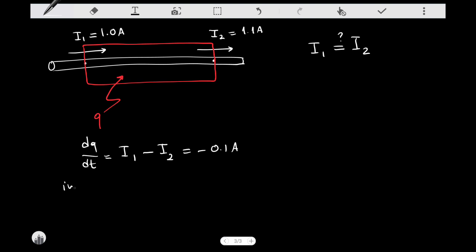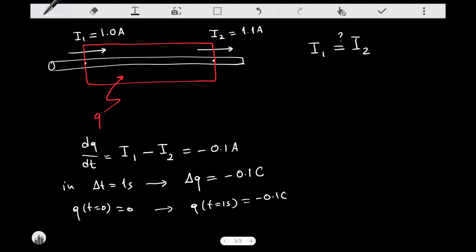So suppose that in 1 second, let's say, this current difference is somehow maintained. In that case, the change in the charge in that region would be minus 0.1 coulombs. So if I assume that initially the charge was equal to 0, in that case, the charge at the time of 1 second would be minus 0.1 coulomb. The important point in here is that this is a huge charge.